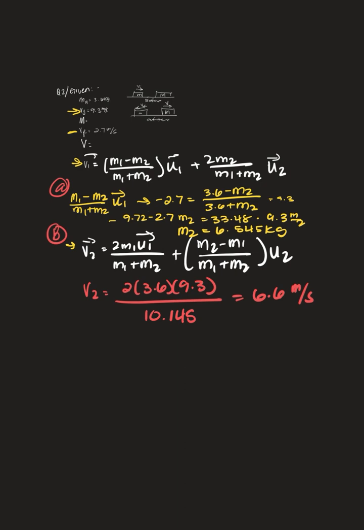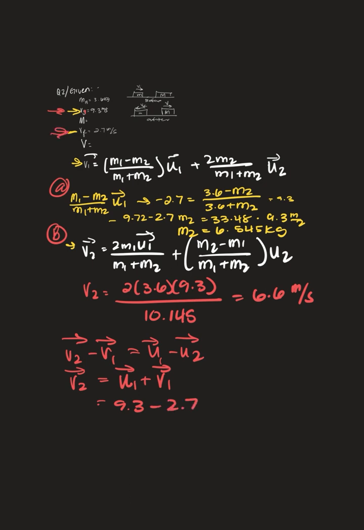The way you can check your answer, you'll take V2 minus V1 equals U1 minus U2. So now you'll take the V2 and keep it alone, bring everything else on the other side, and you'll do U1 plus V1, which would get you 9.3 minus 2.7 equals 6.6 meters per second.